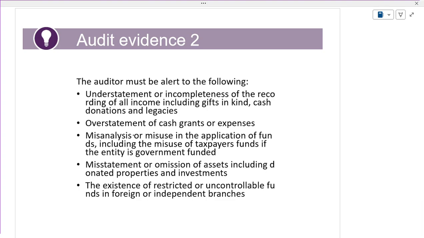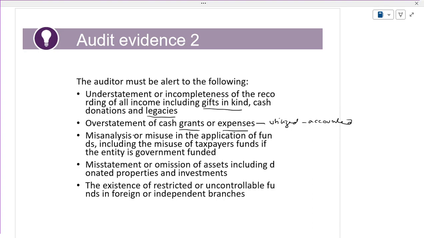Understand the incompleteness of recording all income, including gifts in kind, cash donations, and legacies. As an auditor, you should understand this incompleteness, where people are not taking sufficient appropriate measures. Overstatement of cash grants or expenses: has any grant been given which has not been utilized? If it is utilized, is it accounted for or not?